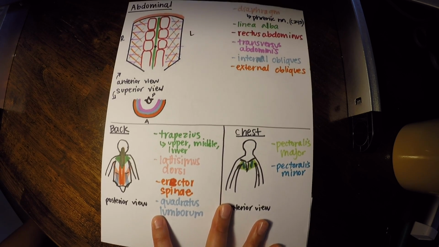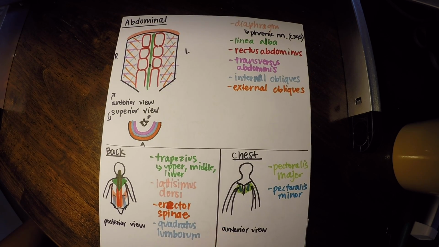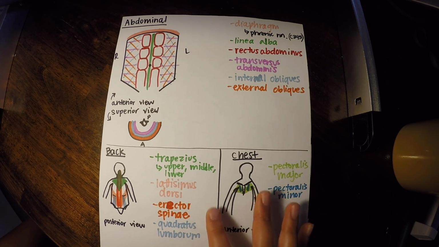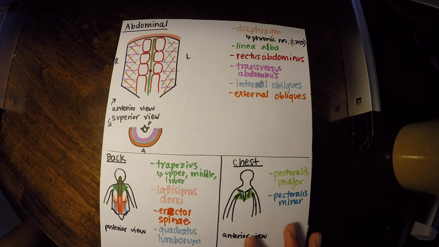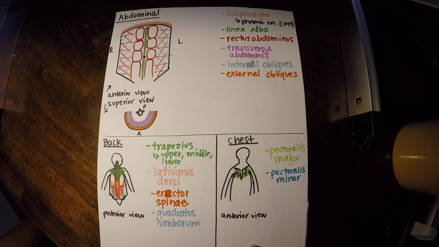So we've now covered our facial muscles, our muscles of mastication, or the muscles that help us chew. We reviewed our eye muscles, our neck muscles, and then lastly on this page we just covered our abdominal muscles, our back, and our chest muscles, and that wraps up the first section of the muscular system.